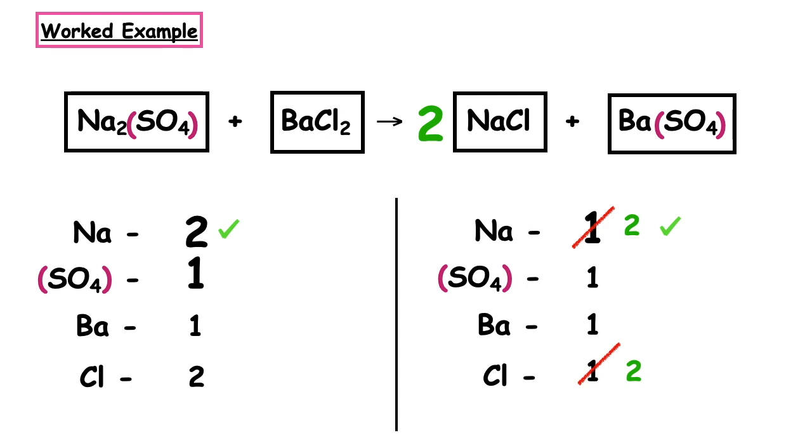Sulfates, on the left hand side we have 1, on the right hand side we have 1. They balance, so we can tick them off. Bariums, on the left we have 1, on the right we have 1. They balance, so we can tick them off. Chlorines, on the reactant side we have 2, on the product side we have 2, so we can tick them off. We double check that everything's still balanced. It is, so that's us completed our balanced equation.